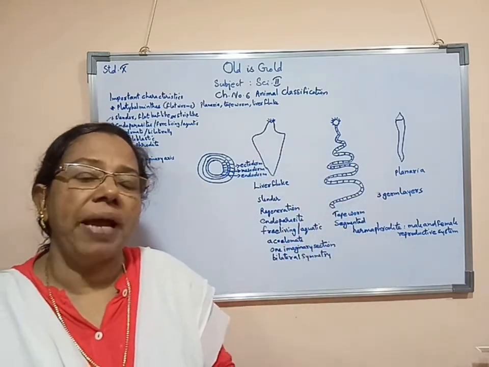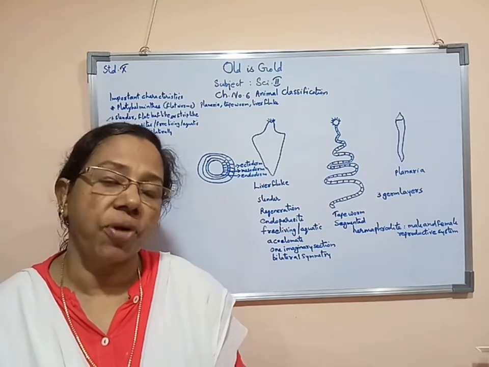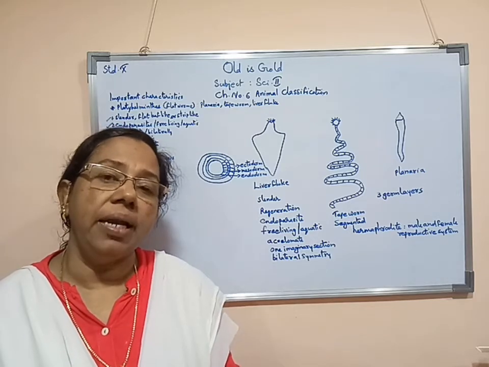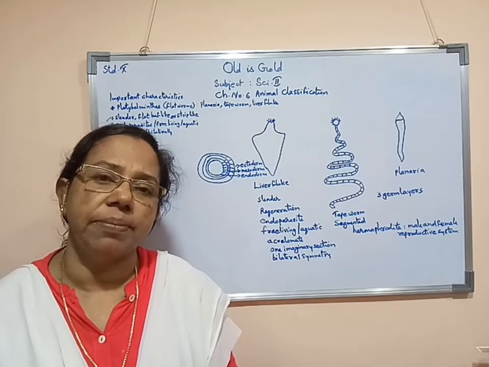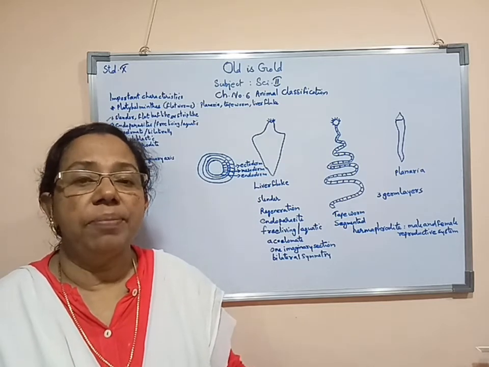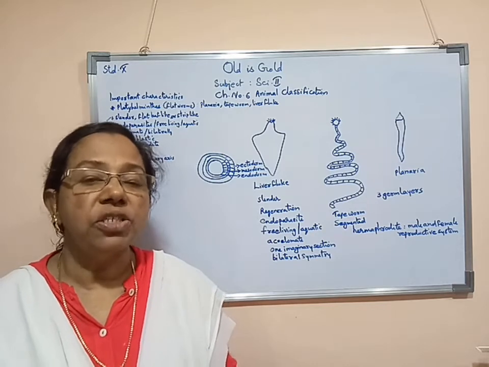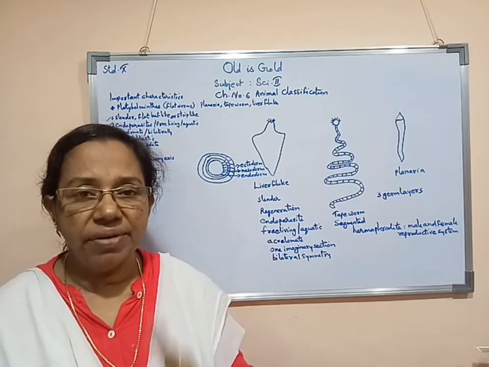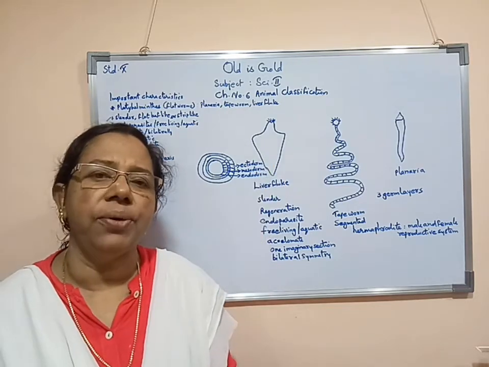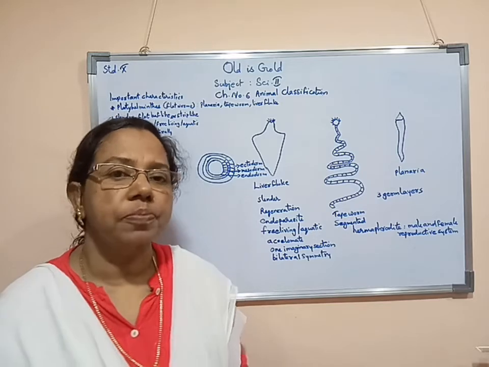So in case of platyhelminthes, what is the speciality? They are hermaphrodite. Hermaphrodite means in an individual, the male as well as female reproductive system is present. So there is no need of searching which is the male organism and which is the female organism. So platyhelminthes have such a speciality: one organism itself will have male as well as female reproductive system.